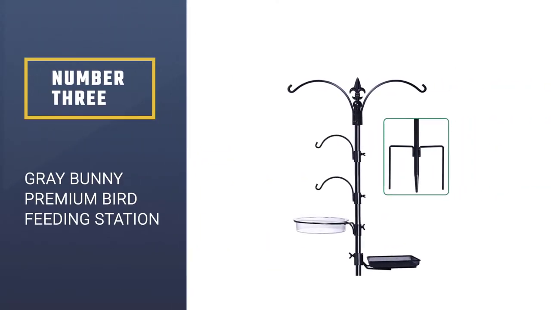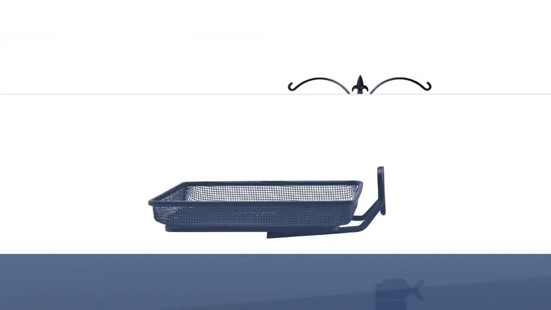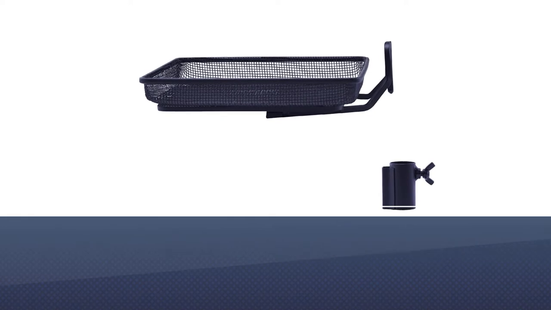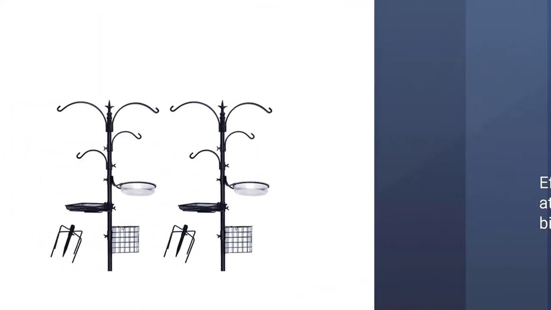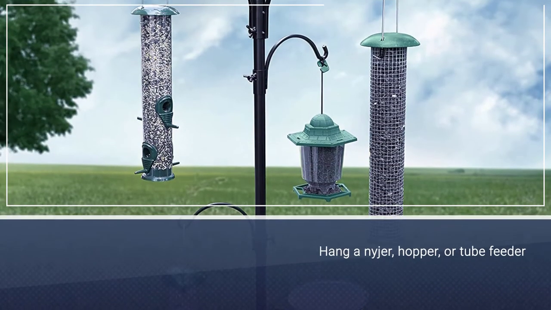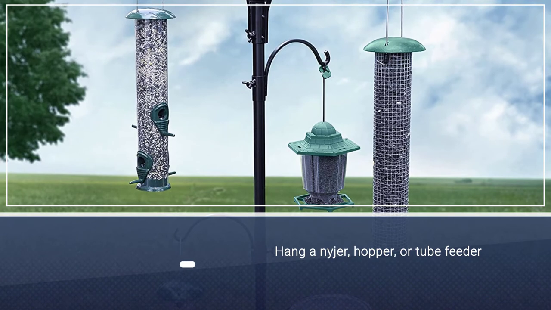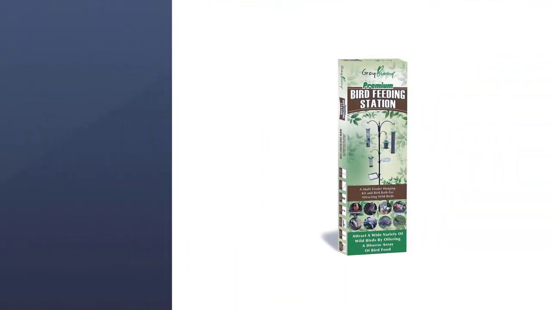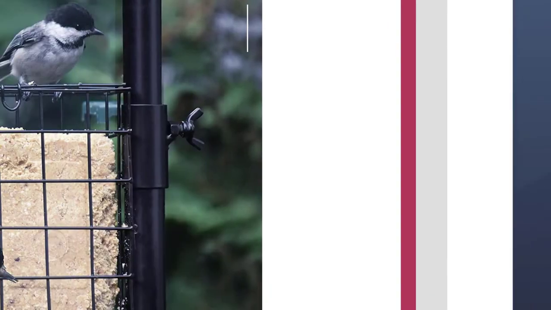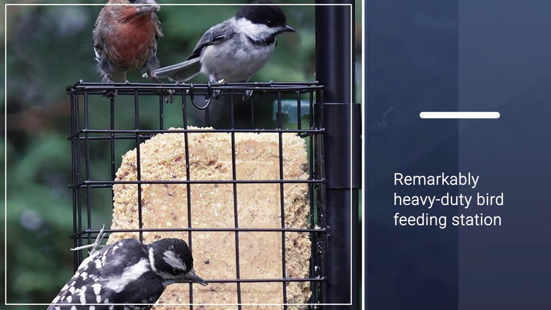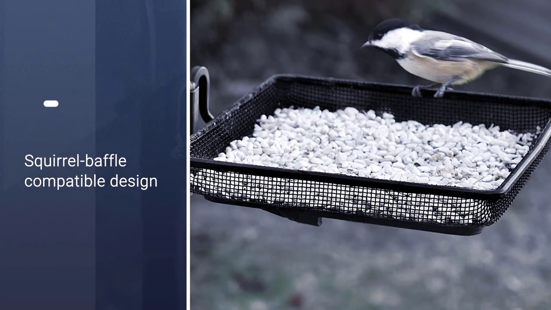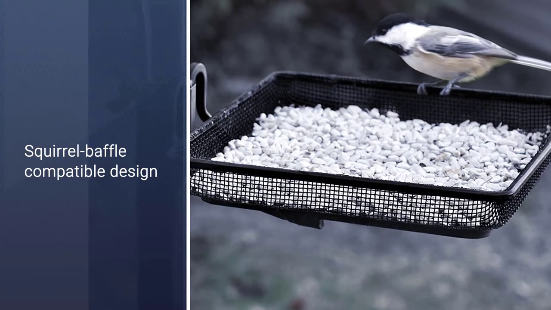Number 3. Gray Bunny Premium Bird Feeding Station Kit. This heavy-duty bird feeder pole includes a set of twin top hooks that are effective in attracting smaller bird species, such as titmice or finches, especially since you can hang a niger, hopper, or tube feeder on them. You don't have to worry about this unit coming with an iron hanger that could rust after a while. Unlike other models, this one takes the cake when it comes to durability as it is crafted from steel. Therefore, it's a remarkably heavy-duty bird feeding station.